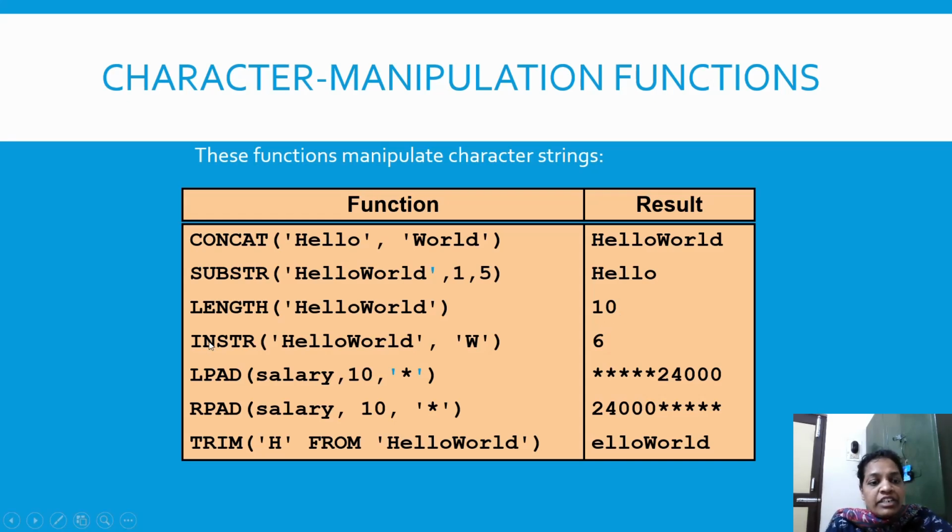Then next is INSTR, the initial position in the string. That means W, which position is it in? The 6th place, so that will be given. LPAD means it fills the left side with the given character, so the left side is occupied with the star. Then RPAD means the right side is also occupied with the star. Then TRIM: trimming H from hello world. So this H is removed from hello world and we get this as a result. This is the character manipulation function.